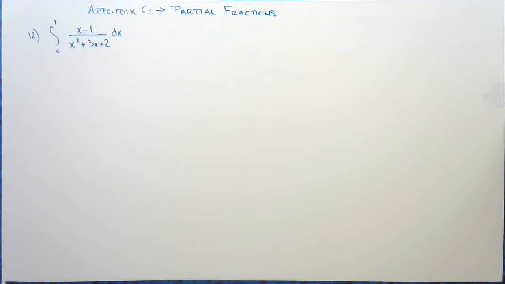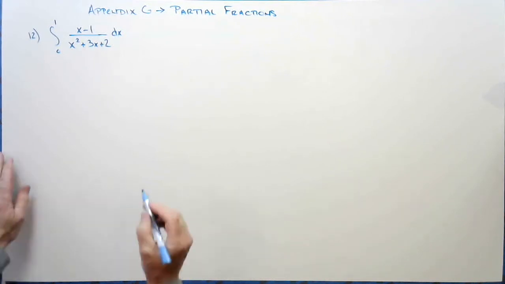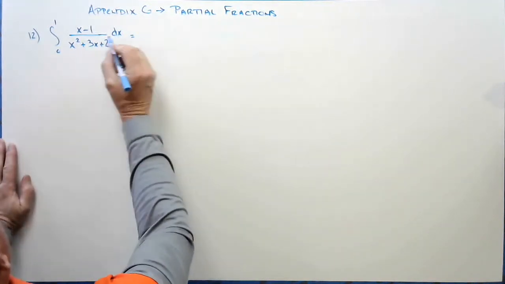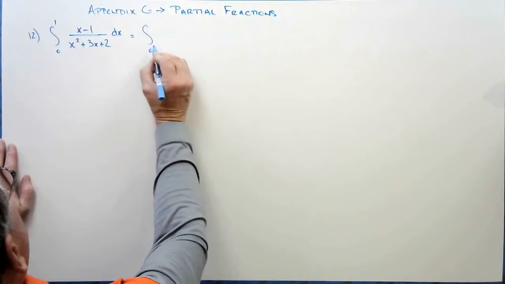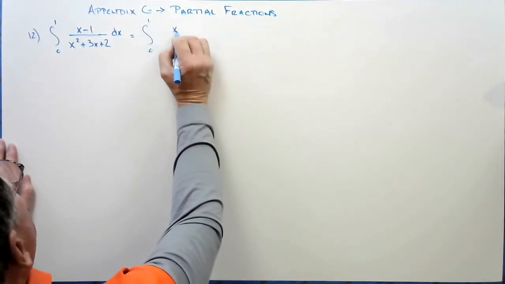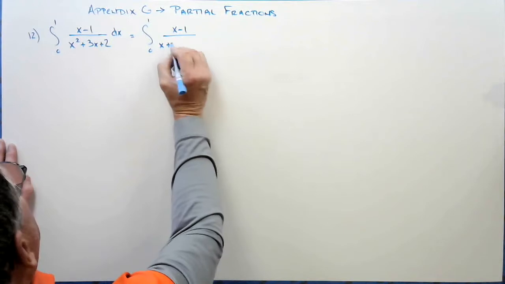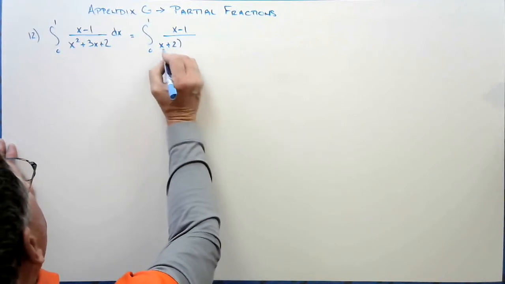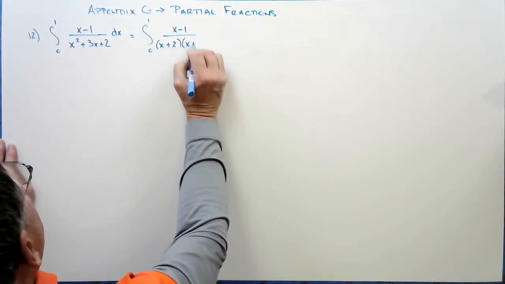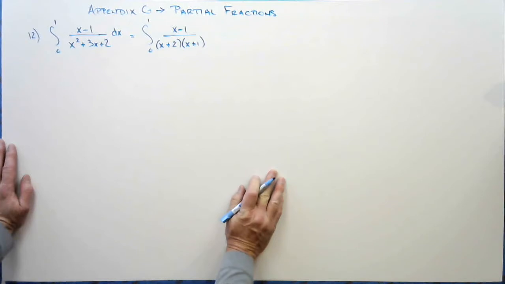We don't have that here. Our numerator has a degree of 1, our denominator has a degree of 2. So we're just going to go to our very next step, which is to factor, if possible, the denominator. So this would be the integral from 0 to 1 of x minus 1 divided by x plus 2 times x plus 1, when we factor x squared plus 3x plus 2.